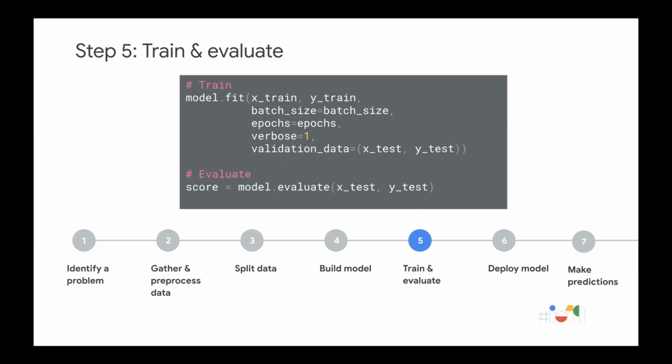Now, how do you train the model? You would call the fit method that takes the training data that we described before, and some test data, and some parameters: the batch size, the epochs, the number of times you're going to pass through that data. And then finally, you would evaluate the model and you'll get a score back.